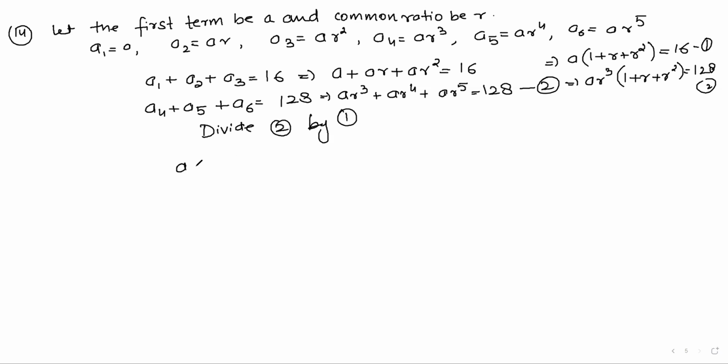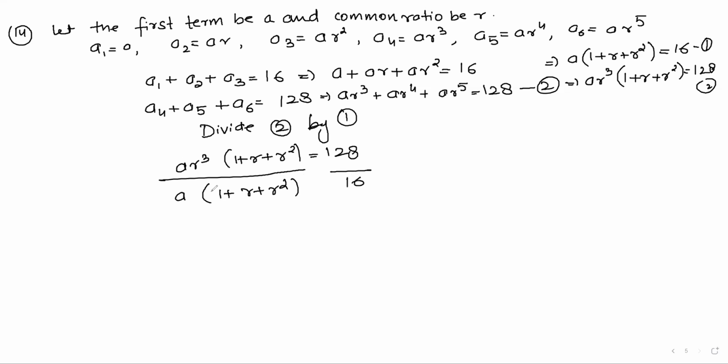So this will give us AR cube into 1 plus r plus r square is equal to 128 by A into 1 plus r plus r square is equal to 16. Okay, so this A will cancel out, this will cancel out, cancel this 4. Sir, 8 will be the answer. So r cube is equal to 8. Then what is the value of r? Sir, 2. Very good. R is equal to 2.